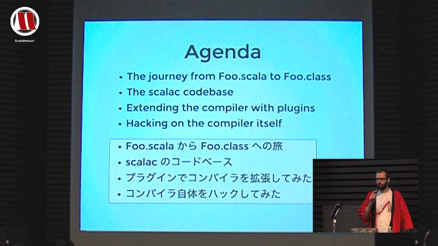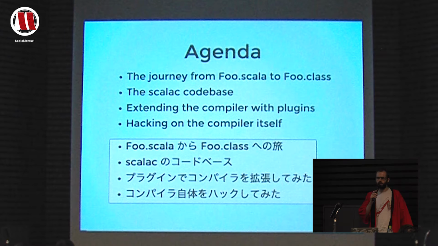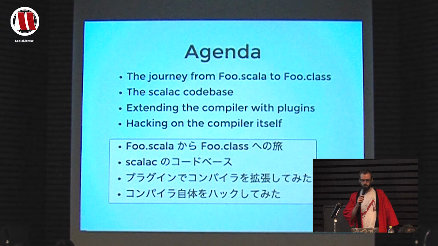Then we'll look at the Scala C code itself. We'll look at a bit of history, and we'll see how the code base is structured. We'll see how you can use the plugin API to extend the compiler in various ways. And we'll have a look at how you can hack on the compiler itself.